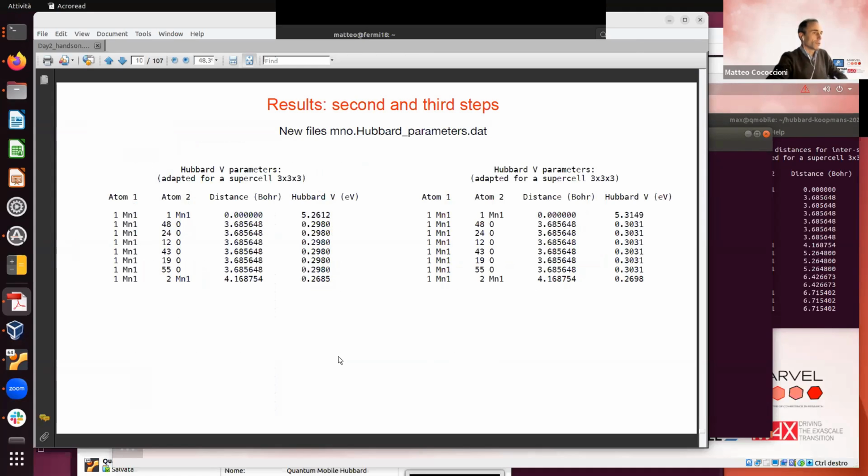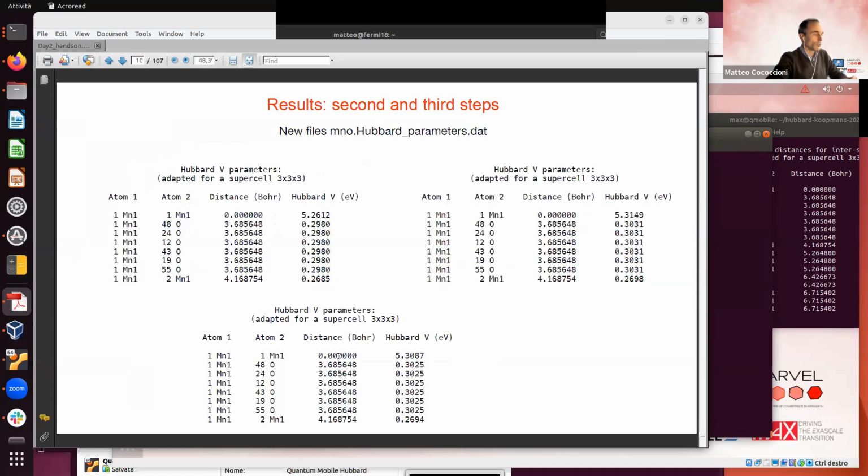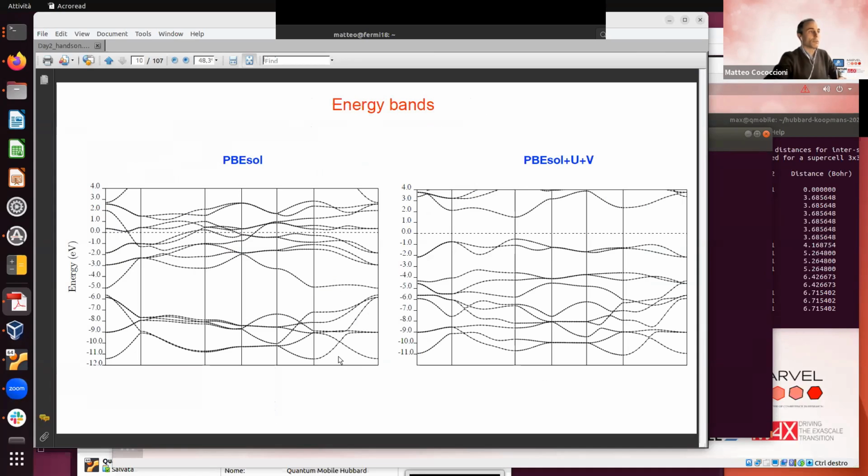So you can run a second step, a third step, as Yuri was showing, and then in 2 or 3 or 4 steps, you get converged values, that are about 5.3 and 0.3 for the U and V respectively. So at this point, you can be happy of convergence and use these final results to produce a band structure. And you see, again, a gap appearing here. So the material is insulating as well. So that's it for this hands-on.